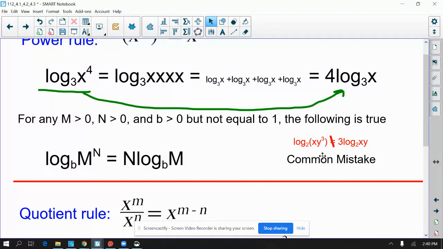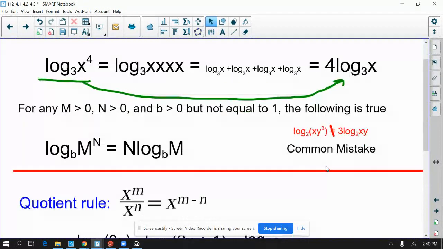This is a very common mistake. What's the problem here? How come this isn't true? Because the 3 is only affecting the y. It's only y to the third, not x to the third. This is x to the first power times y to the third power. But this 3 times this log, which has x and y, this would mean that both x and y are being raised to the third. So they are not equal.